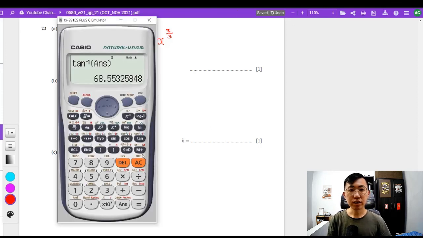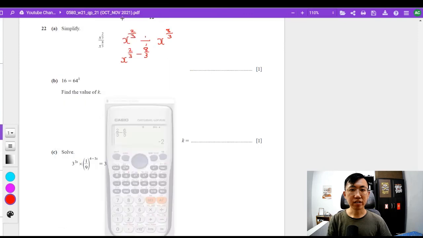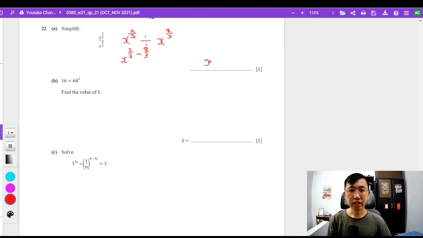We're gonna use the calculator now. Fraction 2 over 3 minus, hold on, minus 8 over 3. What is this? Negative 2, or minus 2. So we are going to write x to the power of minus 2. Okay, 1 mark. Right? So this question B right here, where you need to find the value of k, I give you a hint.